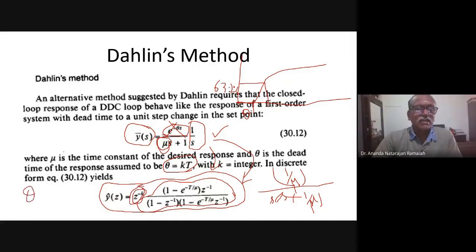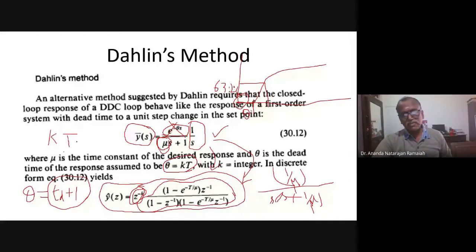Theta equals the actual dead time, equal to TD plus 1 sampling period. Because of this minimum, we are taking this as 1 sampling period, even if no dead time is there. That's why we have to assume that theta equals TD plus 1. So if you convert this in terms of sampling period, KT approximately equal to, or slightly higher than this, you can select. So TD plus 1 approximated to KT, then you will get z power minus k.